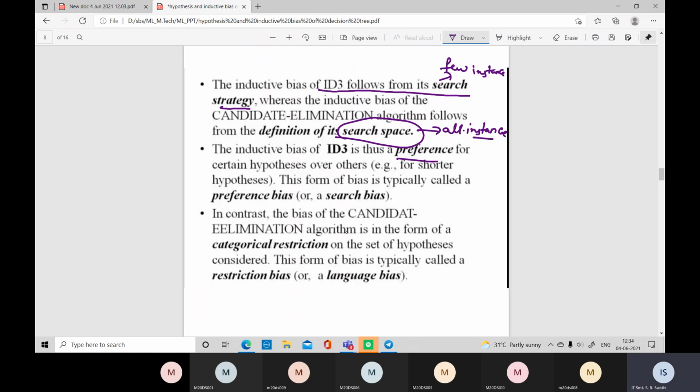And the candidate elimination algorithm uses categorical restriction, or restriction bias, on the total data set, or on total instances. Normally, preference bias is implemented for decision trees and restriction bias is implemented for the candidate elimination algorithm. So this is the general scenario.